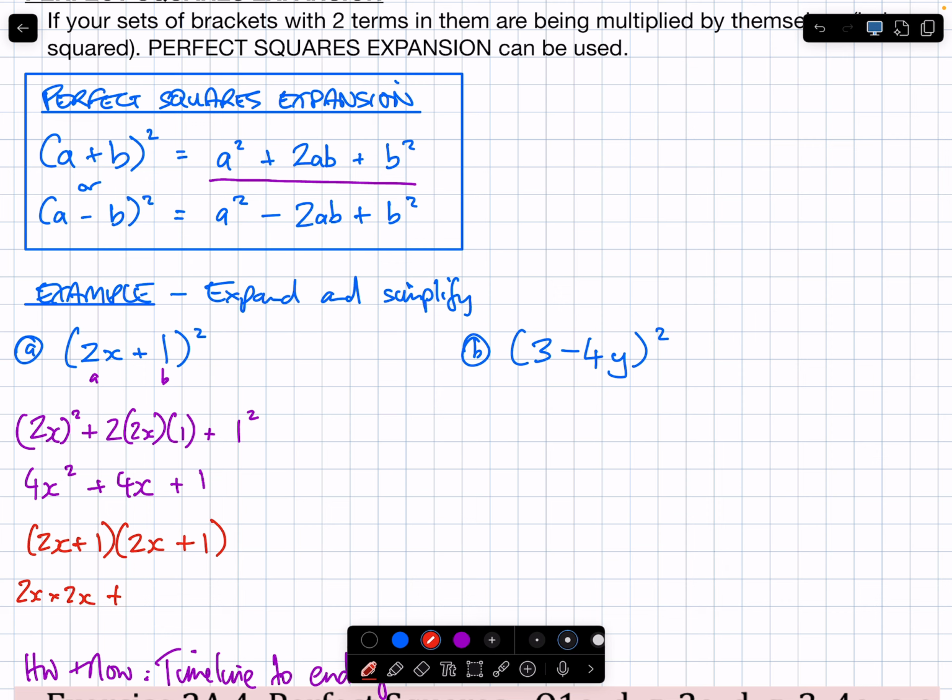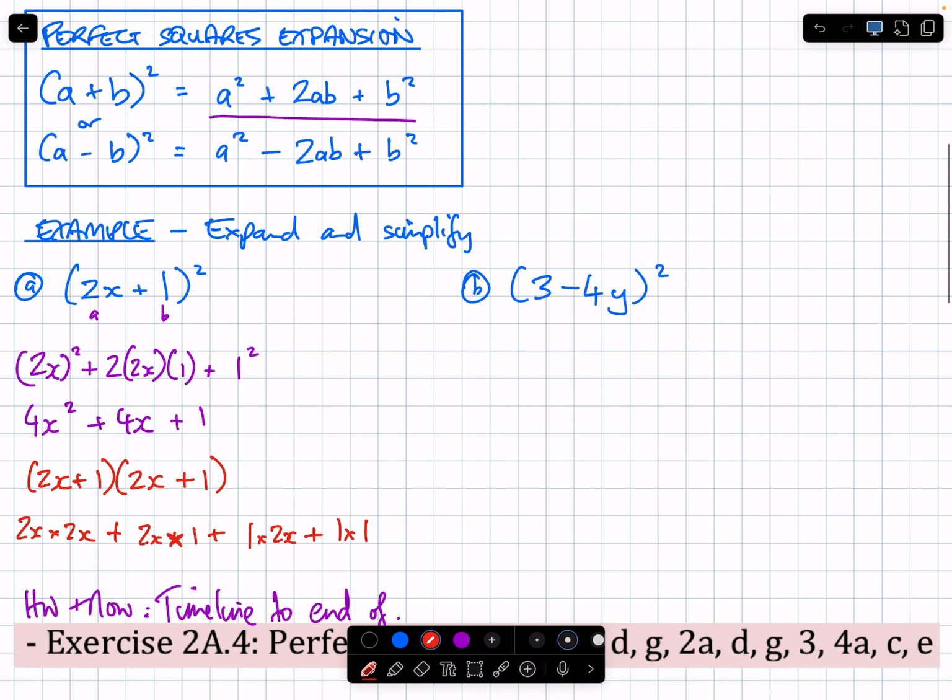What does O stand for in FOIL? Outers. What are the outers in those 2 sets of brackets? 2x and 1. 2x times by 1. Plus, you're not the only person in this room. What does I stand for in FOIL? Inners. What are the inners in those 2 sets of red brackets? 1 times by 2x. And what does L stand for in FOIL? What are the lasts, please? 1 times by 1.